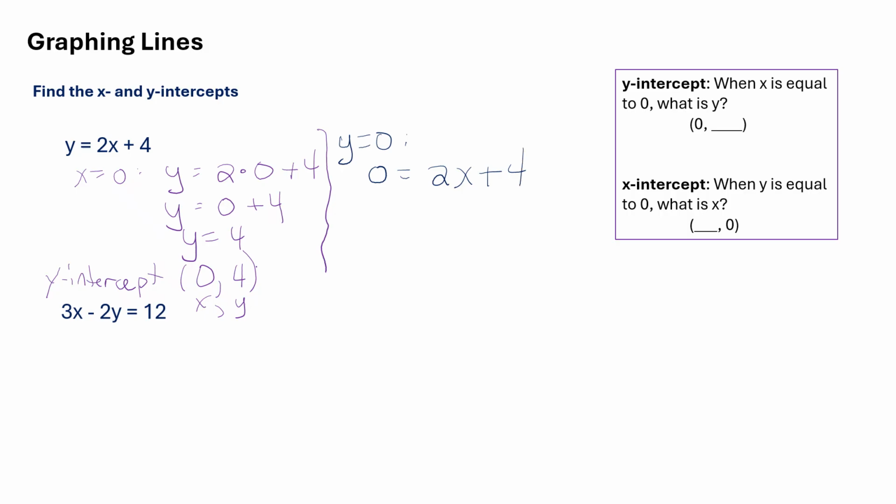So we have to do a little more algebraic manipulation here. I want to get the x all by itself. So I'll do that first by subtracting 4 from each side. So 4 minus 4 is 0, so that's canceled out to 0.